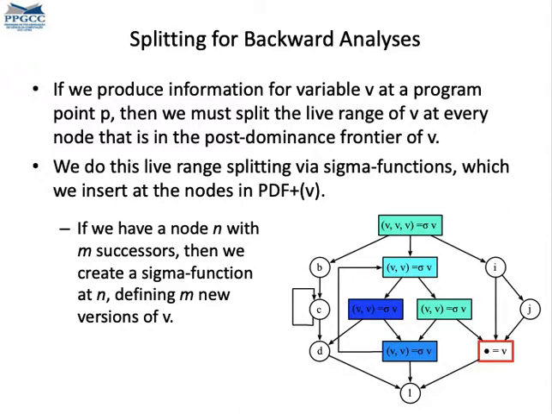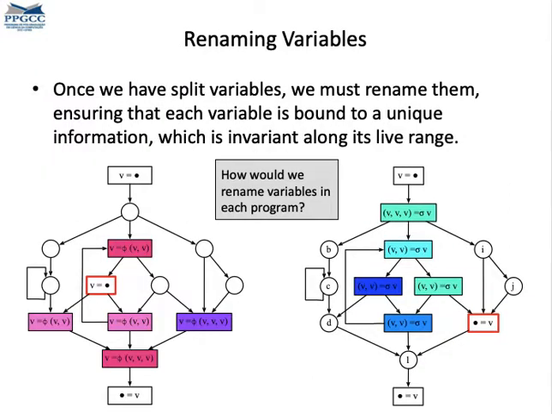So here they are, the new instructions used to split live range. Notice that this time we are using sigma functions to split live range. Remember, we are talking about a backward analysis now. And once we have split live range, we can rename variables. We need to preserve the single information property. That is, the information associated with a variable is invariant along its entire live range. How can we do it? Would you like to think about it?